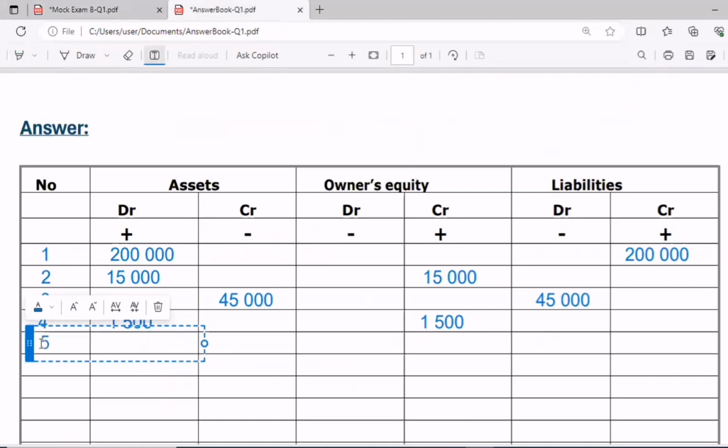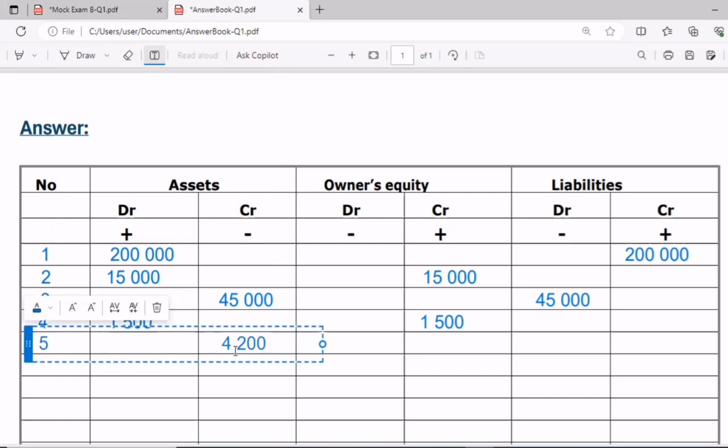So transaction number 5. Our bank balance is decreasing because we are making the payment. So bank is an asset, so it is getting reduced. So we're gonna credit the 4.2 because assets decrease on the credit side. So every time, guys, when we are making the payment, our bank account will be credited.